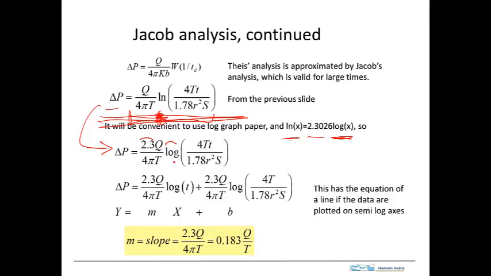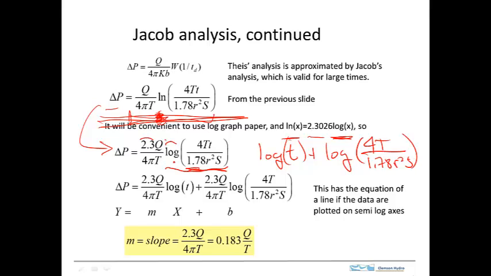And then what we're going to do is write out this, just the log term. When we have this argument on the inside of the log term, we can write that as log of time plus log of all the other stuff in there besides time. So 4T over 1.78 r squared S. So we've just expanded out this term, and that's what the next equation is.